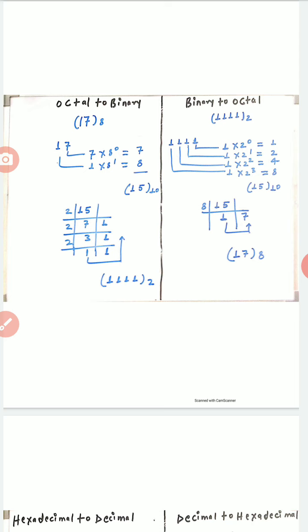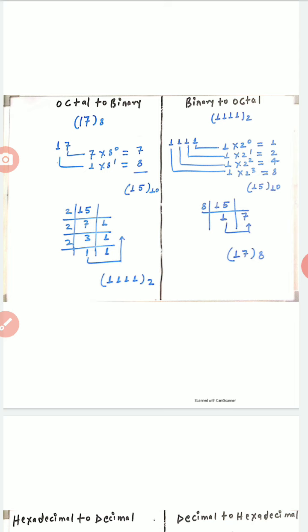How do I convert? By multiplying 7 into 8 to the power 0, and 1 into 8 to the power 1, that means 7 plus 8. So 15 is the decimal number, which I already got when I converted binary to octal. Now this decimal number I can convert very easily to binary by dividing by 2 and taking the numbers from bottom to top.